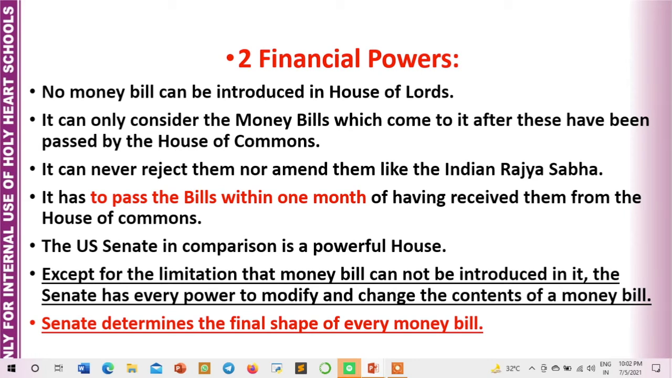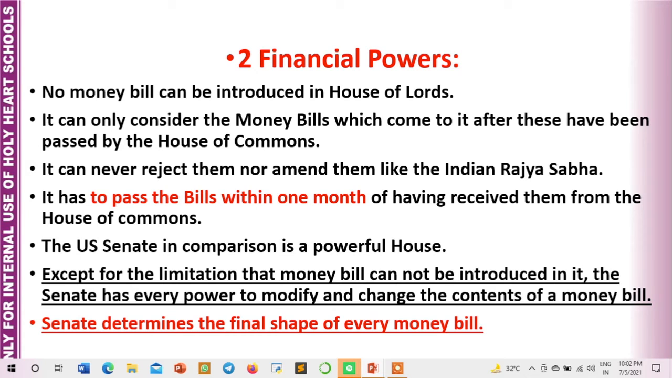So it has to pass the bills within 1 month. I mean the House of Lords has to pass the bills within 1 month of having received them from the House of Commons. So when the House of Commons passes the bill to the House of Lords, then the House of Lords can keep it only and only for 1 month. But let's see what is the condition of the US Senate.